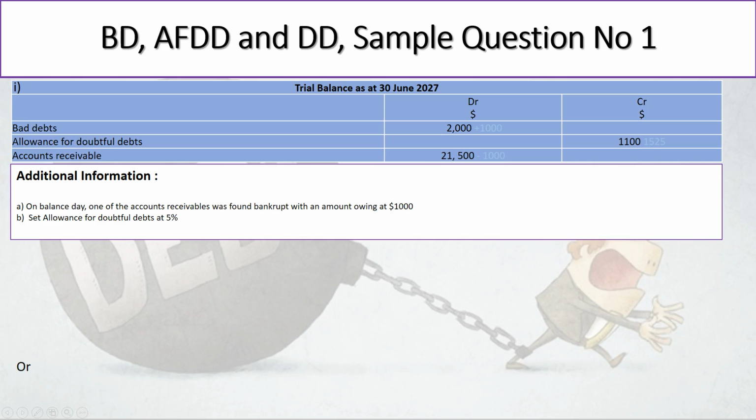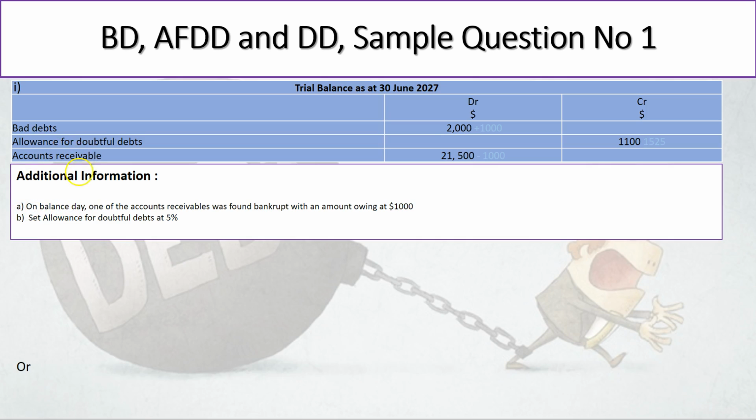Always remember, if you see allowance for doubtful debts in the trial balance, it means it's an opening balance. So opening balance is the balance BD. Okay, accounts receivable at the end of the year is 21,500. Now, additional information will actually affect our trial balance. So we need to adjust our trial balance.